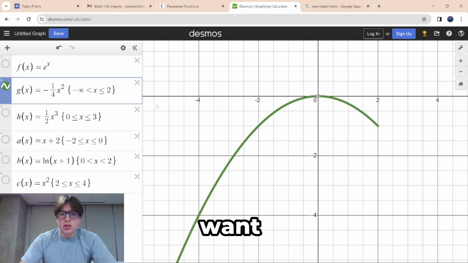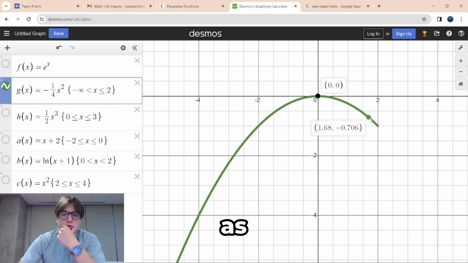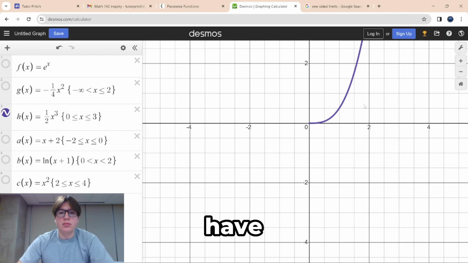Now, one thing I want you to notice about this limit is that there is no right side of this function. So we can only evaluate the limit as we're approaching 2 from the left. We don't have anywhere on the right to approach it from. Keep that in mind.